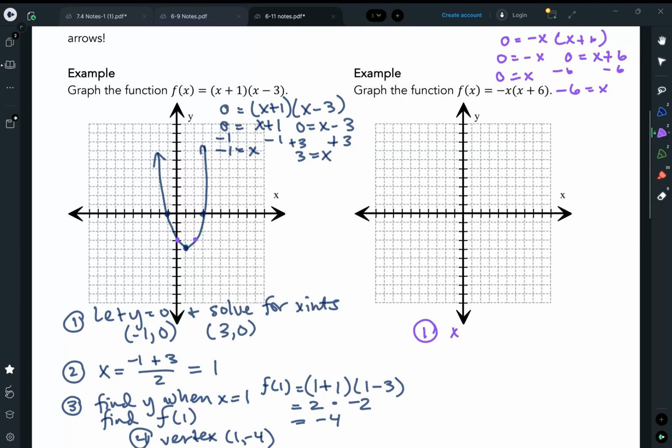So our x-intercepts are 0, 0, and negative 6, 0. Let's go ahead and graph those. Then we want to find the x value at the vertex. So let's go ahead and do that. I'm going to add those two together, 0 and negative 6, and divide them by 2. Or you could just look in the middle and say, hey, it's going to be negative 3.